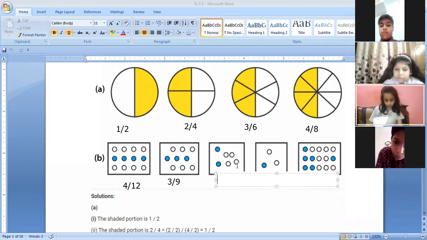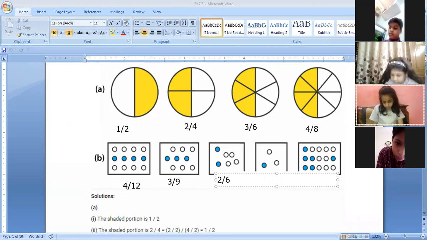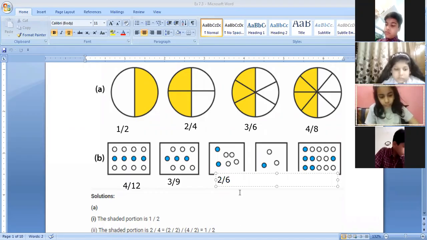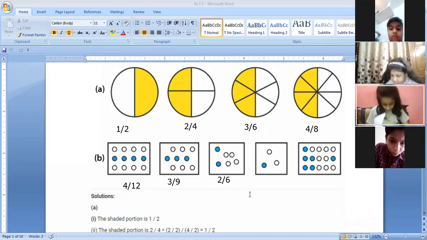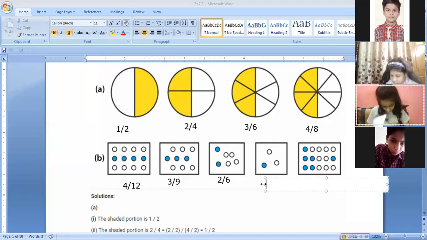1, 2, 3, 4, 5, 6. Yes, 2 by 6. That is right. 2 by 6 is the correct answer. Kanishka, Riyan, good. Very fast. Saksham, good work. Right. Let's start with the next one.